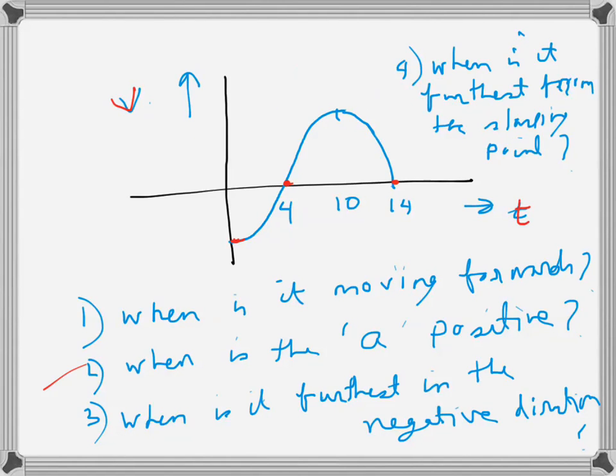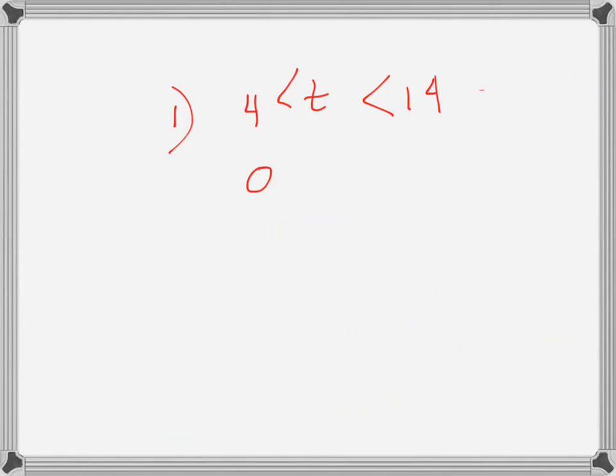Second one is when is the acceleration positive? Acceleration is positive when the change of velocity, the gradient, is positive. If we look, the gradient is positive from here up to there somewhere, let's say 10. So from 0 to 10, this is the origin, so 0. From 0 to 10 the acceleration is positive.